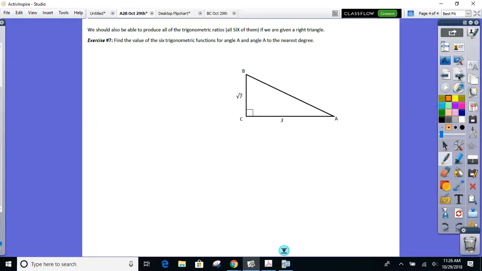Okay. Find the value of the 6 trig functions. And again, the 6 are sine, cosine, tangent, and the three new ones we learned today. What do you get when you flip sine? Cosecant. What happens when you flip cosine? Secant. And when you flip tangent? Okay. So I need all 6 of these values. Going from what angle? Which angle in the triangle am I going to be looking at? Angle A.